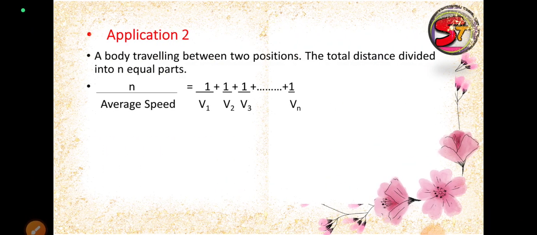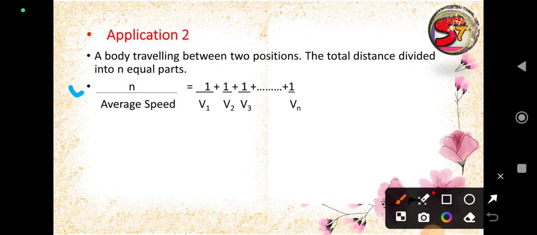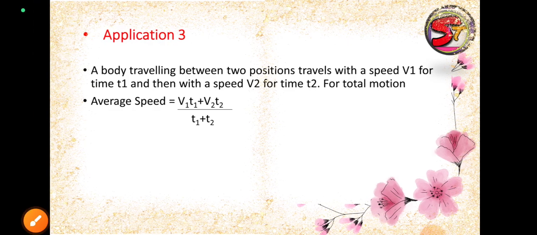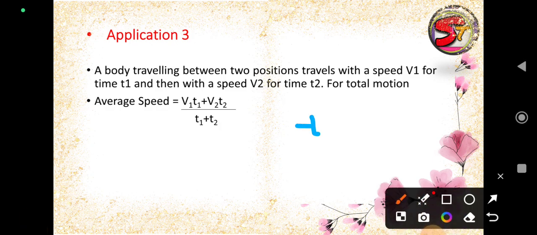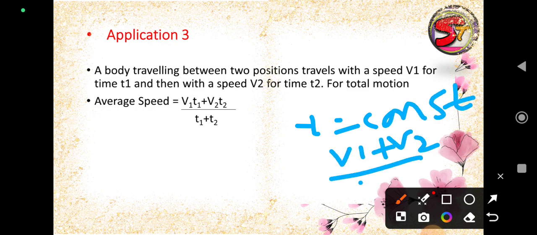The second situation is if a body is traveling between two positions and the total distance is divided into n equal parts. In that case the average speed formula is: n by average speed equals 1 by v1 plus 1 by v2 plus 1 by v3 and so on till 1 by vn. This is also an application of average speed. I have not written one here: if time is constant, the average speed formula is v1 plus v2 by 2.